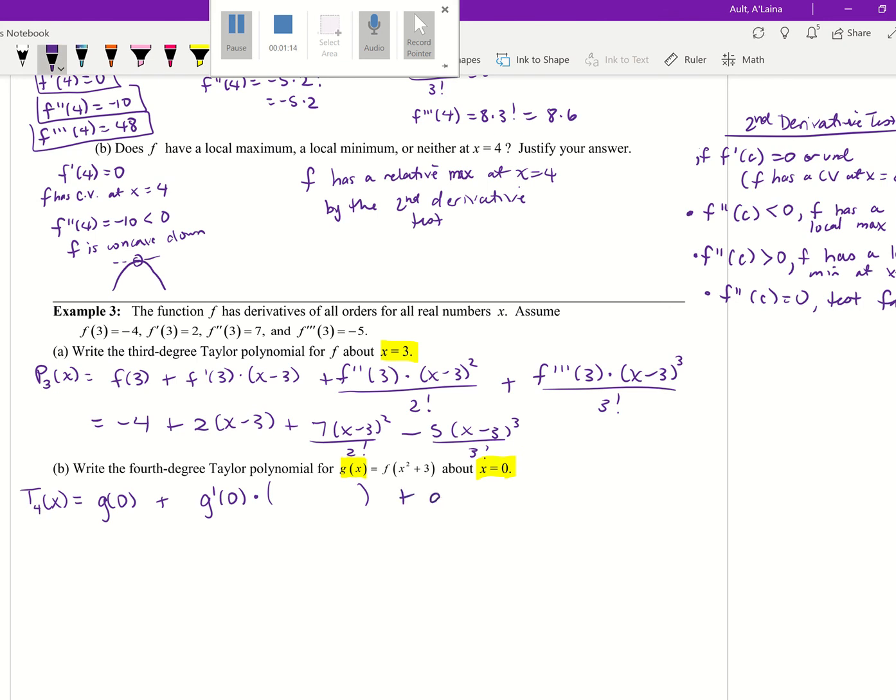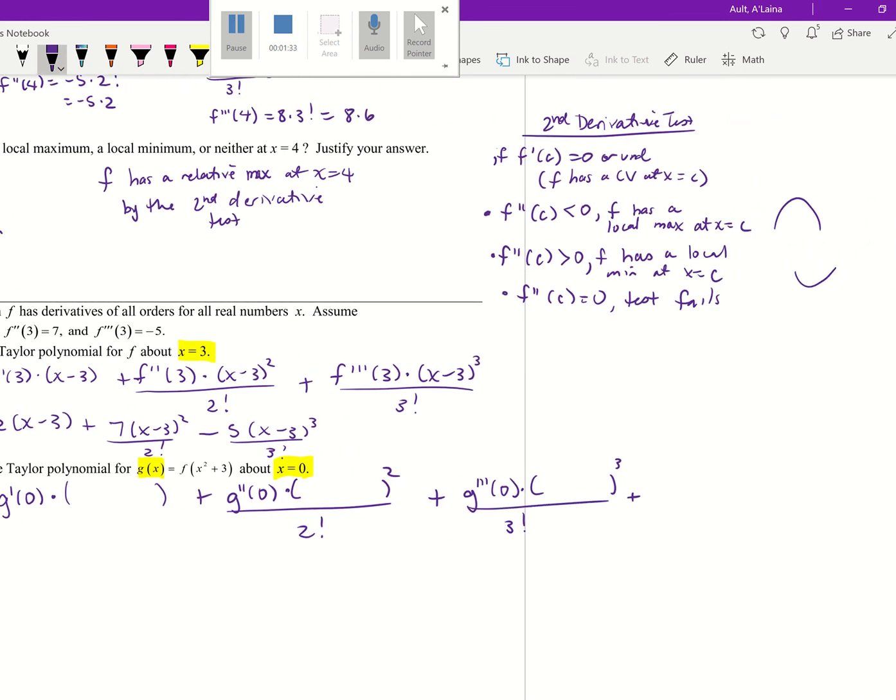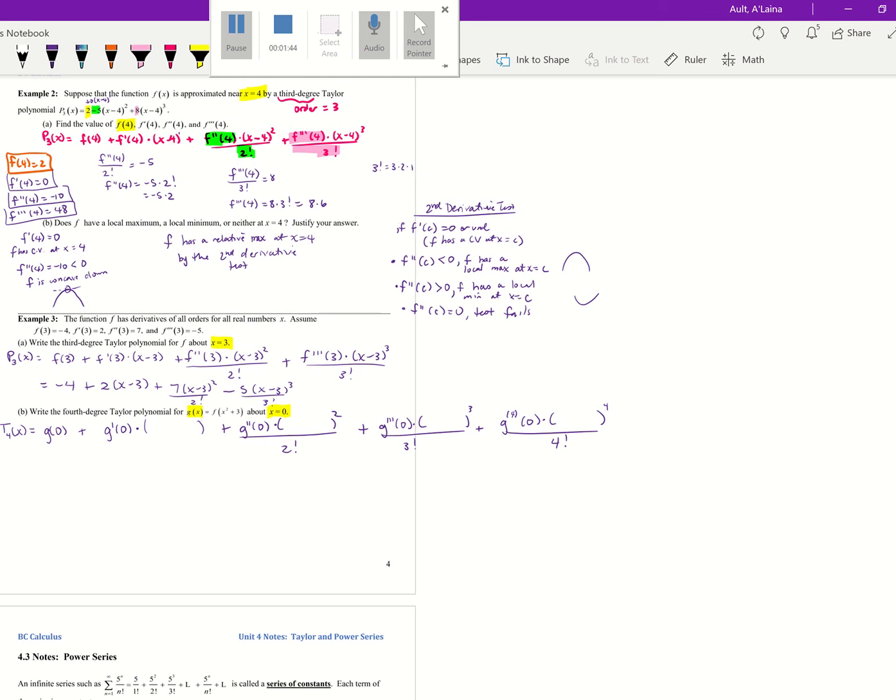And then this would be g double prime of 0. And then again, I'm going to come back to this little polynomial expression here, but this will be the power of 2 over 2 factorial. Two more terms. This would be the third derivative of g evaluated at 0 times some expression cubed over 3 factorial. And then one more, because I want fourth degree, so this will be the fourth derivative of g evaluated at 0 times some expression to the fourth power over 4 factorial. Well, let's just start with those derivatives of g at 0.